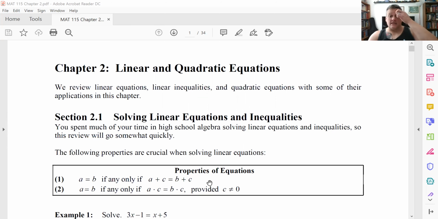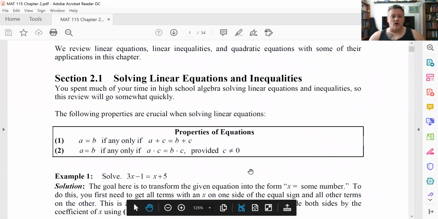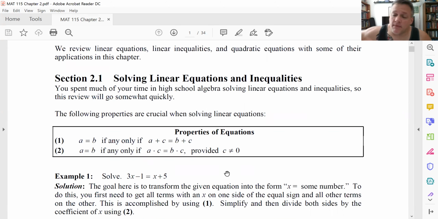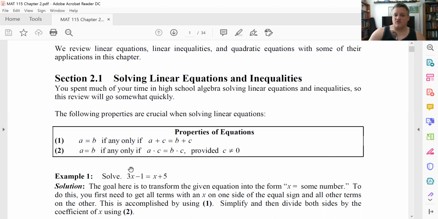So using that idea, let's look at example 1. You have to solve this equation, 3x minus 1 equals x plus 5. To solve that means that you want to find the value of x that when you plug it in gives you a true statement. For instance, if I were to plug in 2 for x, on the left-hand side you get 3 times 2, which is 6, minus 1, that's 5. But on the right side, you get 2 plus 5, that's 7. Clearly, 2 is not a solution because it didn't result in a true statement.